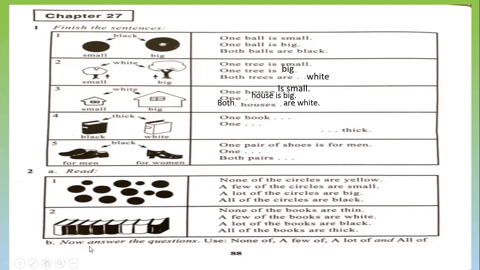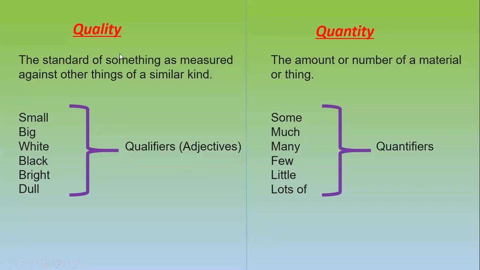Look, again in this exercise, they're asking to answer the questions using none of, a few of, a lot of, and all of. Where do we use these words and what are these words used for? All of you know that big and small and the color names black, white, yellow, green, whatever, are qualities. So there is a difference between this. I will tell you. Look, quality and quantity.